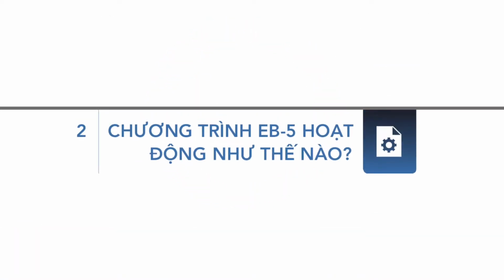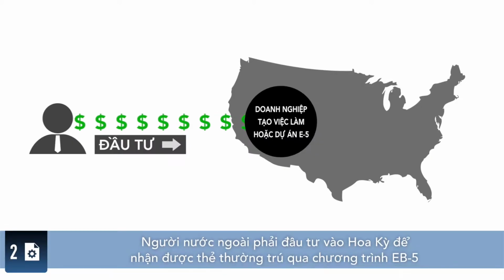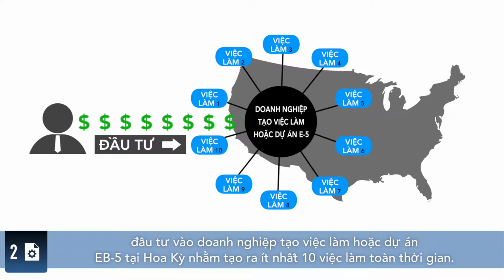How the EB-5 program works. To obtain conditional permanent residence through the EB-5 program, a foreign investor must invest money into a new job-creating enterprise, or EB-5 project, in the United States that creates at least 10 new full-time jobs.